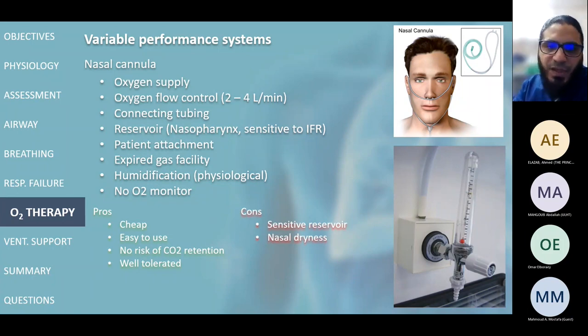There is no risk of CO2 retention, and it's well tolerated by the patient. But it has an oxygen reservoir which is very sensitive to the patient flow rate, and the patient can easily wash out the whole oxygen that you are giving to him, and it can cause nasal dryness, especially if you try to use high flow rates with it.